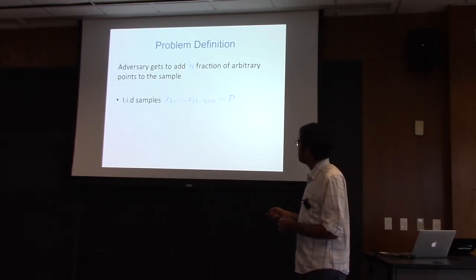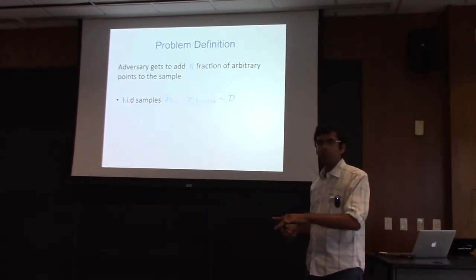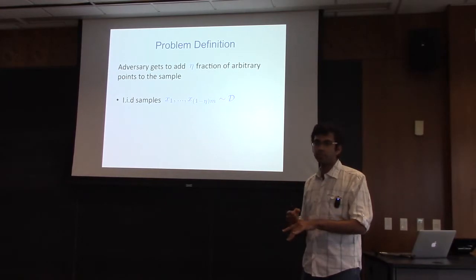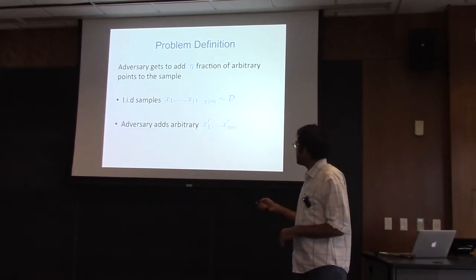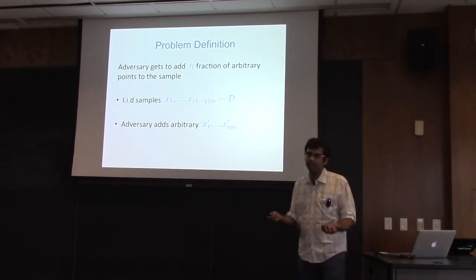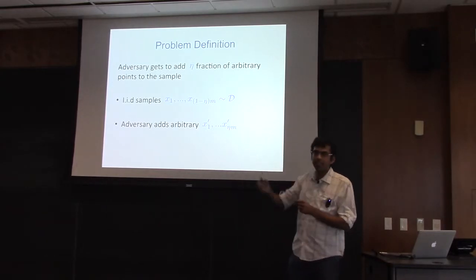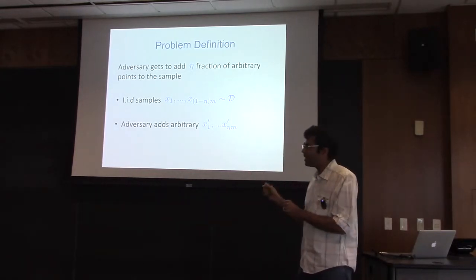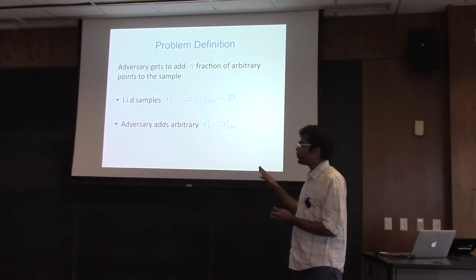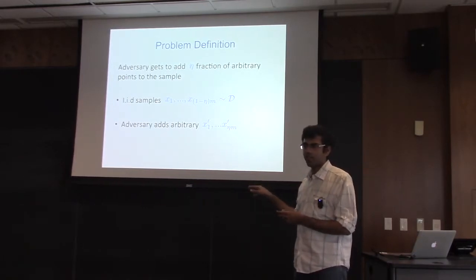What this means is, say we have m samples. A 1 minus eta fraction of those are sampled independently from the distribution, and the remaining eta fraction are chosen by an adversary arbitrarily. In fact, the adversary can look at those 1 minus eta fraction and then pick these points. This is slightly stronger than what Huber defined initially, and this would be the model we'll consider for this talk.